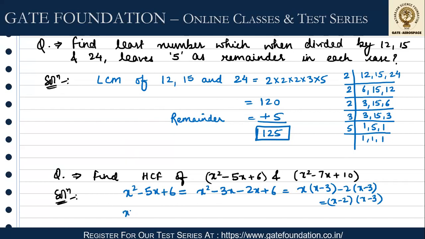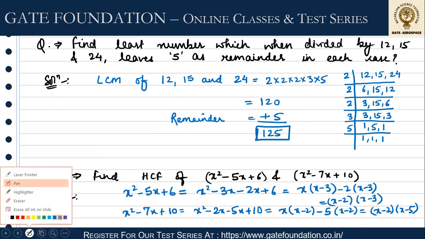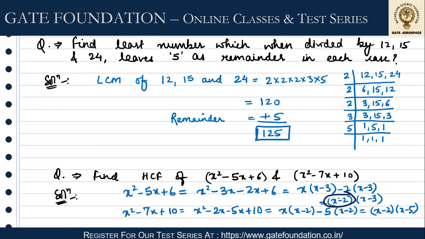On the other hand, if you take x square minus 7x plus 10, this also becomes x square minus 2x minus 5x plus 10, or x minus 2 minus 5 x minus 2, or it becomes x minus 2, x minus 5. So these two expressions, if you see, have one thing common, that is x minus 2. So your HCF will be x minus 2.